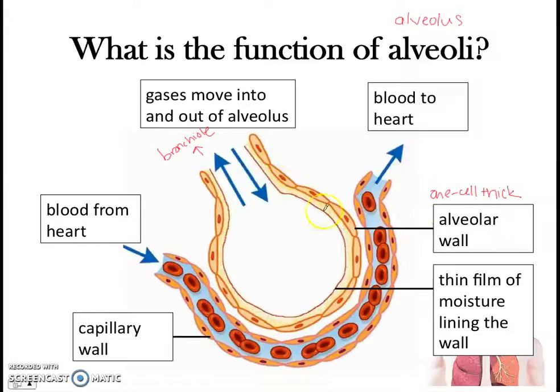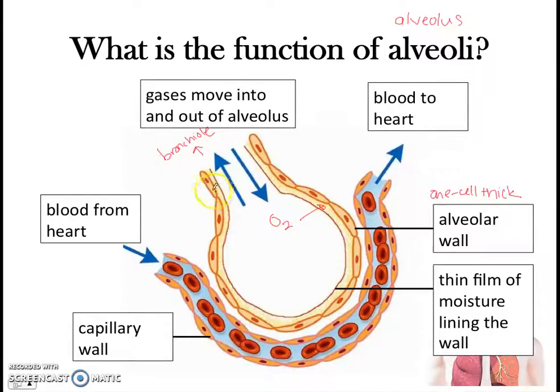And on the inner side of the alveolus, there is a thin film of moisture that lines the wall here. And this thin film of moisture allows, for example, oxygen coming into the alveolus to dissolve into this thin film of moisture. And we'll see that a bit later.